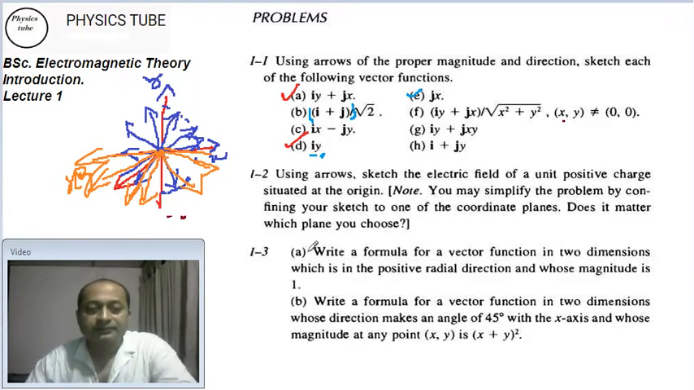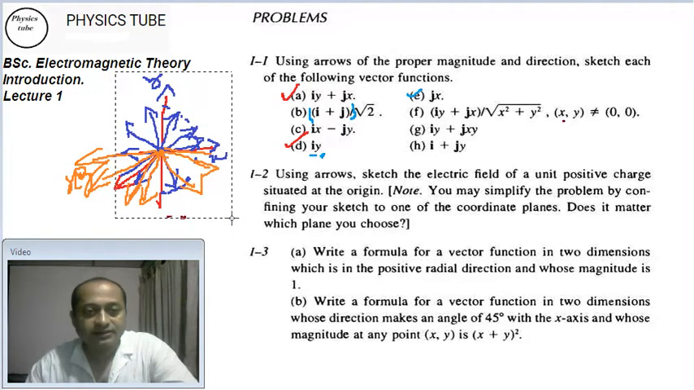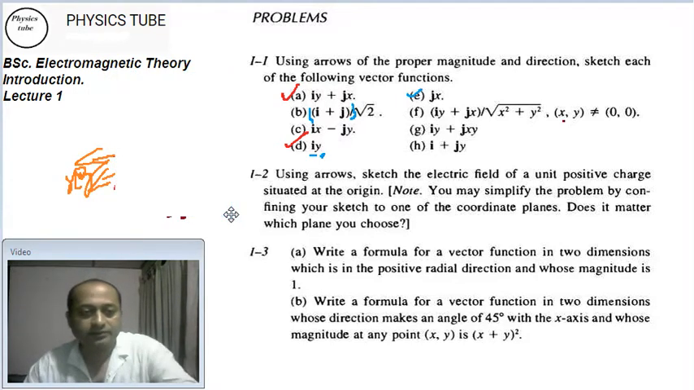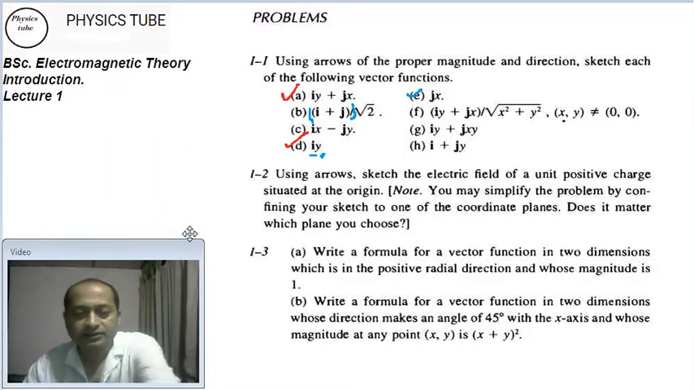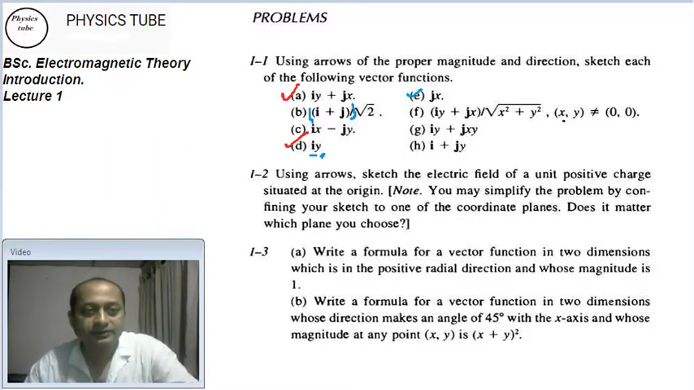Third question, they're saying write a formula for a vector function in two dimensions. Here they're asking you to write a formula. It is a very tricky and very nice way they have presented this. They want to make you comfortable with formulas so that you can speak in formulas.